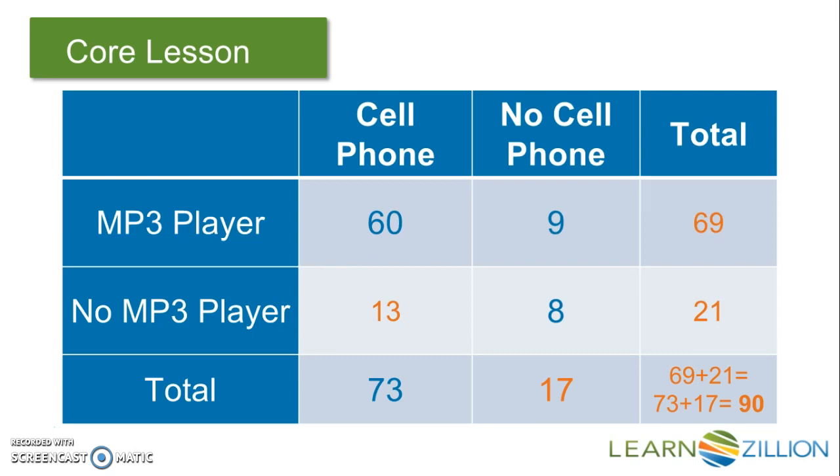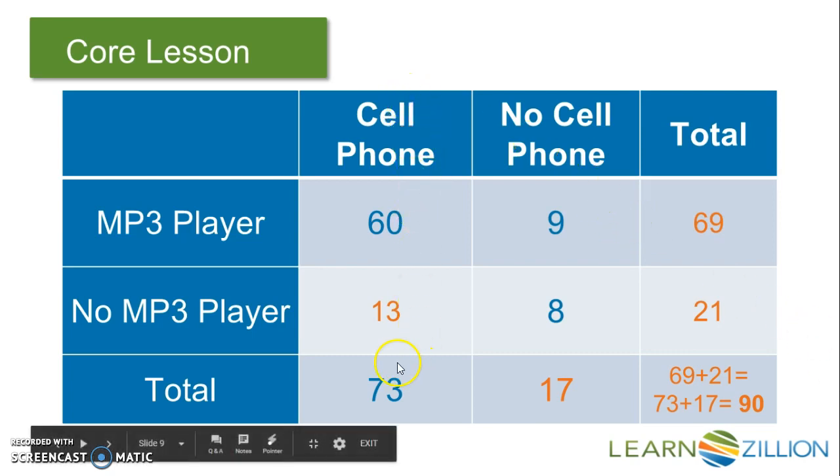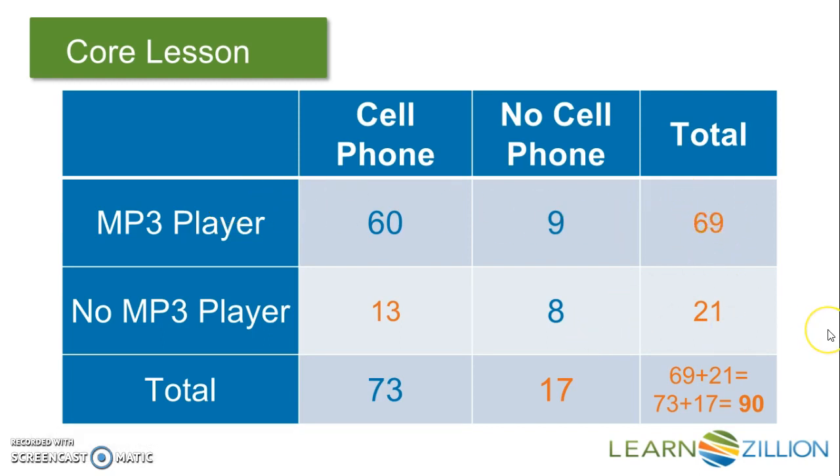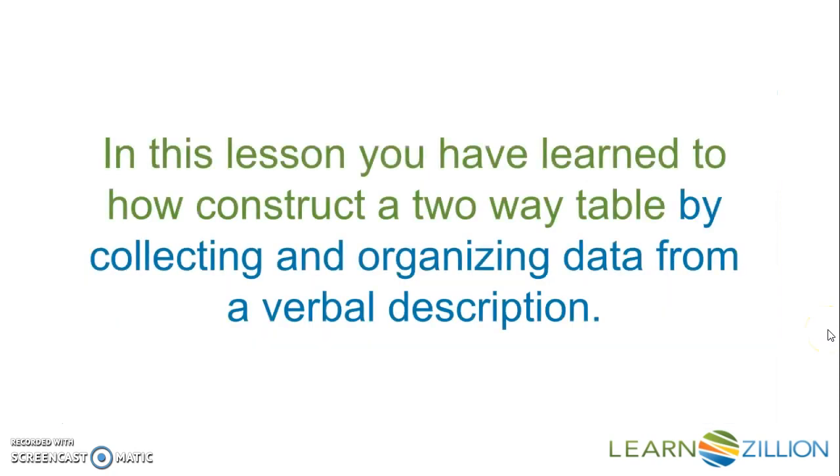So we can now tell information from here. We have cell phone total that own a cell phone 73. No cell phone 17. No MP3 player 21. MP3 player 69. In this lesson, you have learned how to construct a two-way table by collecting and organizing data from a verbal description. Okay, now let's try one together.